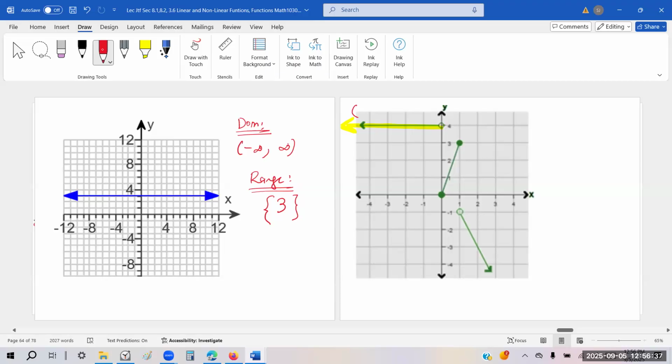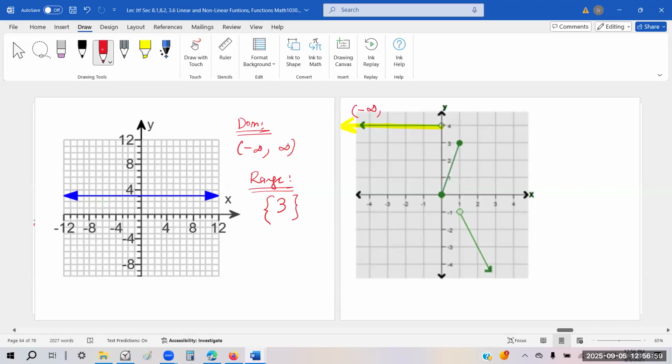0 is here. 0 is there, sorry. Actually, the smallest x value is negative infinity, because the line is going on forever. So this piece has smallest value negative infinity. And it keeps going on and on until here.